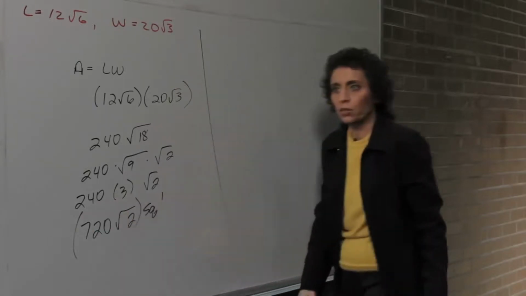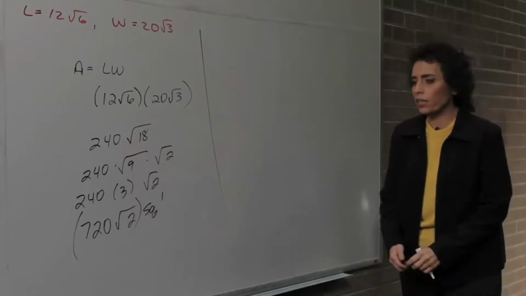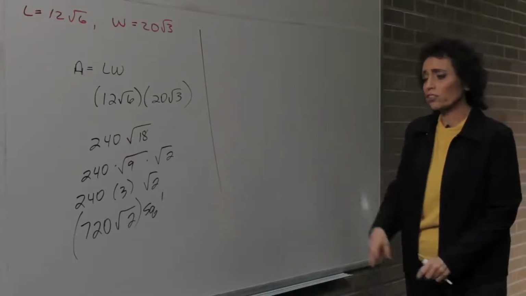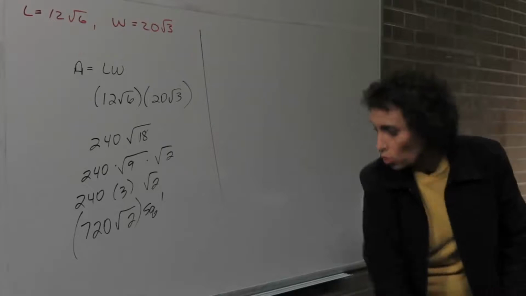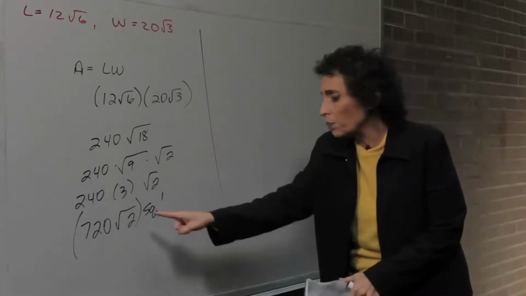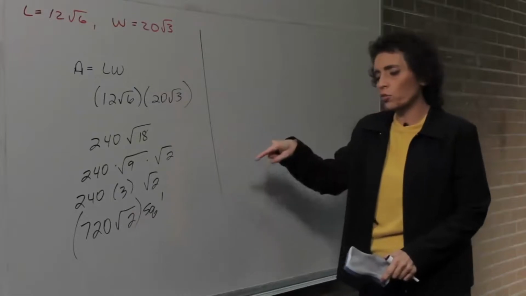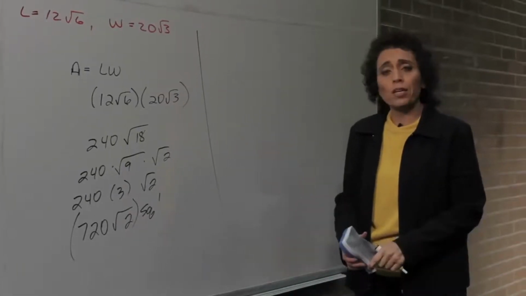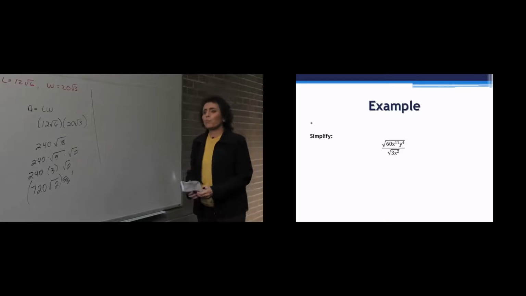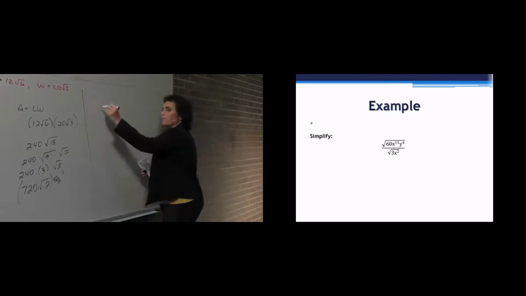720 square feet. 720 square root of 2. So actually, you don't need the parentheses there because that's one term. You can have it if you want it, but you don't need it because it's attached by multiplication. So 720 square root of 2 square feet. That's how you multiply. Okay, so let's take a look at one division problem right away.